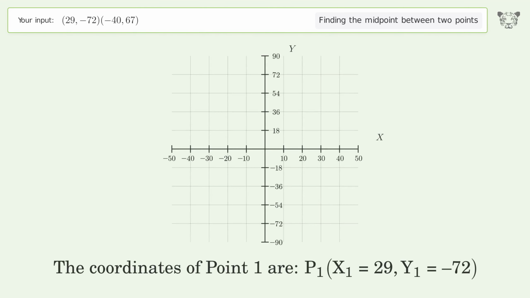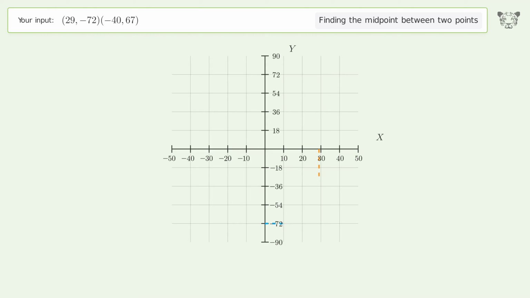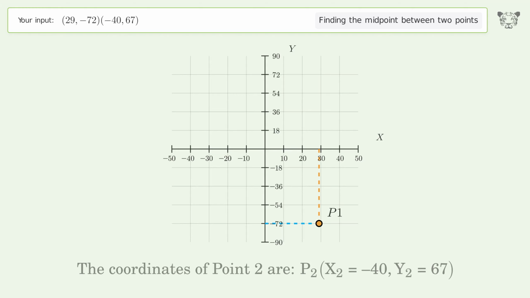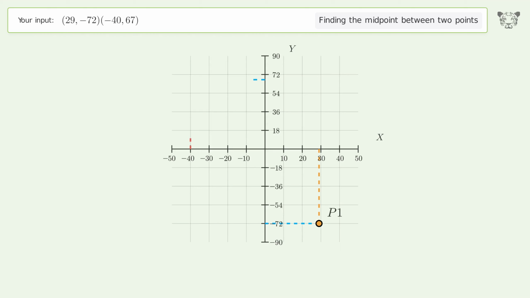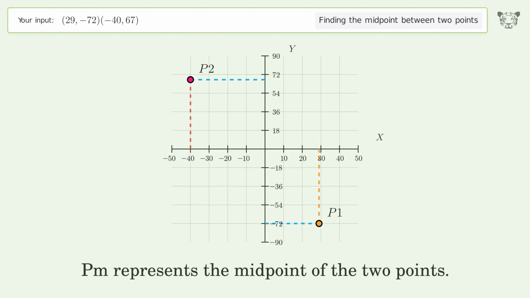The coordinates of point 1 are, x1 equals 29, y1 equals -72. The coordinates of point 2 are, x2 equals -40, y2 equals 67. PM represents the midpoint of the 2 points.